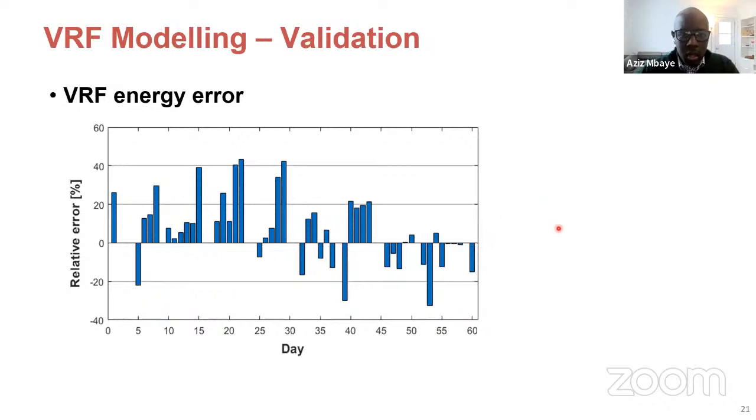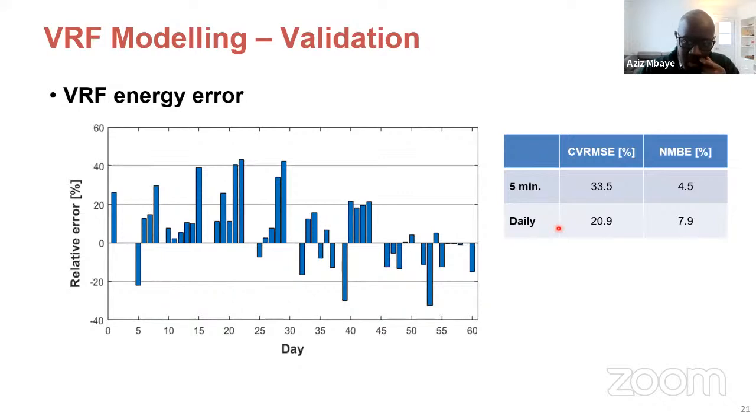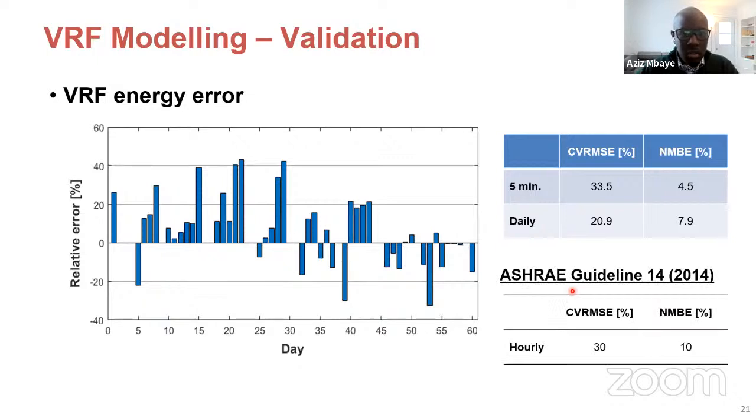And we also evaluated some statistical errors here for a daily time scale and for the instantaneous data, which are recorded for a 5-minute time step. Based on the instantaneous data, the CV(RMSE), the coefficient of variation of the root mean square error, and the NMBE, the normalized mean bias error, are 33.5% and 4.5% respectively. And for a daily time scale, those values are basically 21% and 8%.